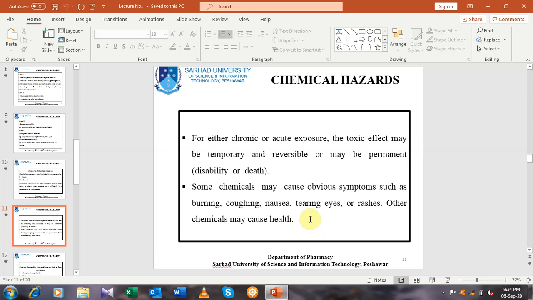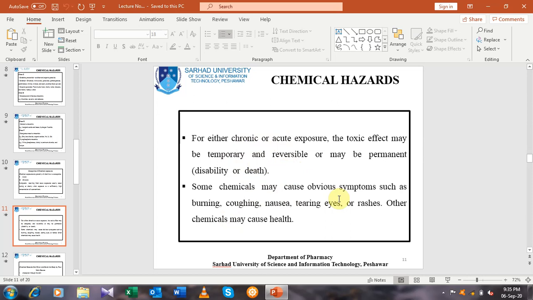For either chronic or acute exposure, the toxic effect may be temporary and reversible, or may be permanent, which may cause disability or death. Sometimes the effects are temporary and reversible, and may be treated easily. But whether the exposure is acute or chronic, sometimes temporary effects result, and sometimes permanent disability or death may occur. It depends upon the nature of the exposure as well.